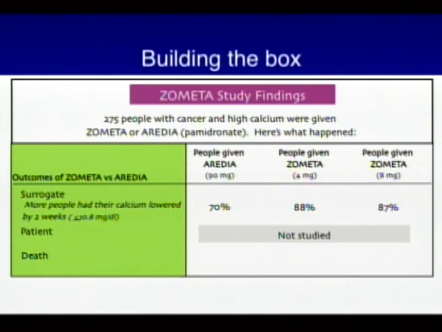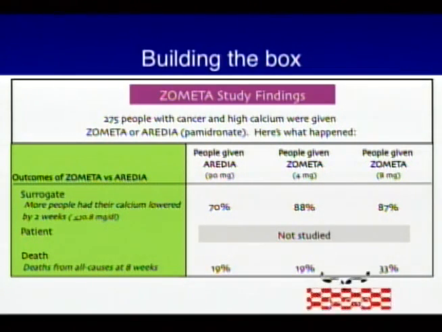Now, the study didn't measure patient outcomes. We include this in the box because sometimes it's really important to know what we don't know. So we don't know if Zometa creates any improvement in terms of how people feel. But the study did report on death, deaths from all causes at 8 weeks, which was 19% in the Iridia group, 19% in the 4 milligram Zometa group, but nearly double in the 8 milligram group. Somewhat disturbing. I doubt anyone wants to take the 8 milligram dose here. I know I don't.